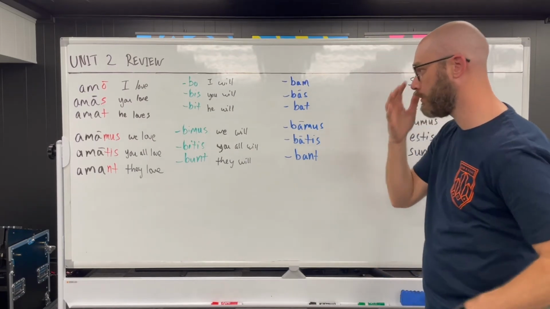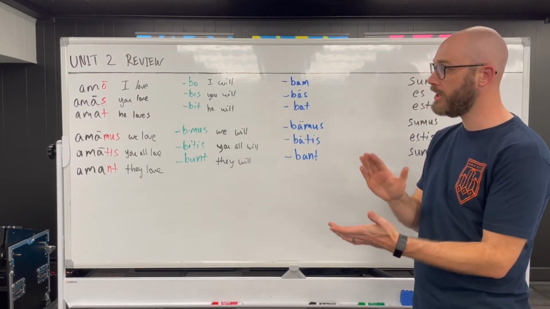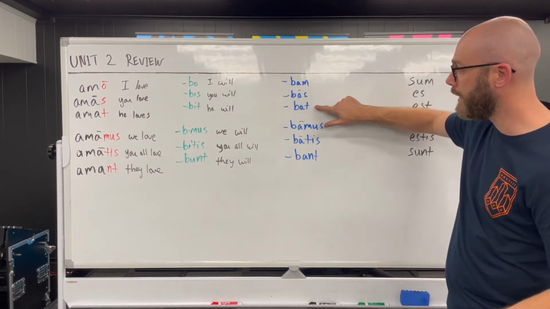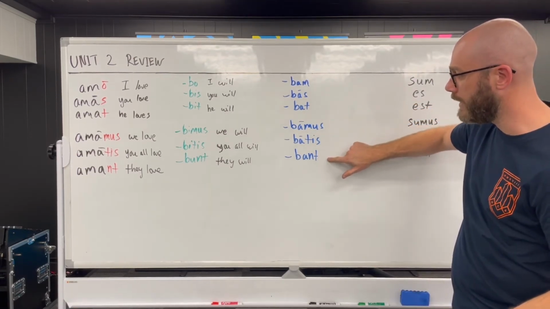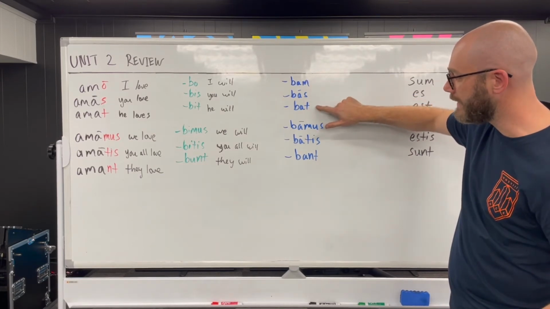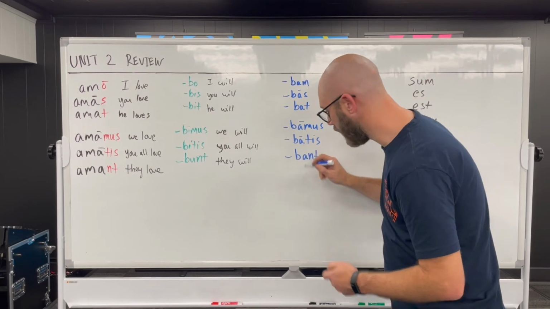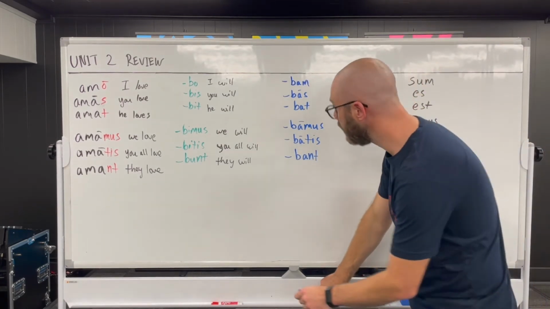Let's say those together 3 times. 1, 2, 3, 4. 1, 2. Here we go. Bam, bas, bat. Bamus, batis, bant. Bam, bas, bat. Bamus, batis, bant. All right? Make sure you know that's an A. Very good. And what do these endings tell you?